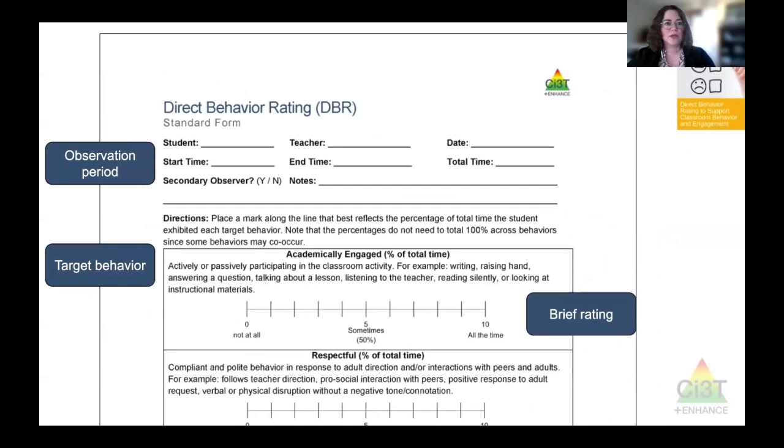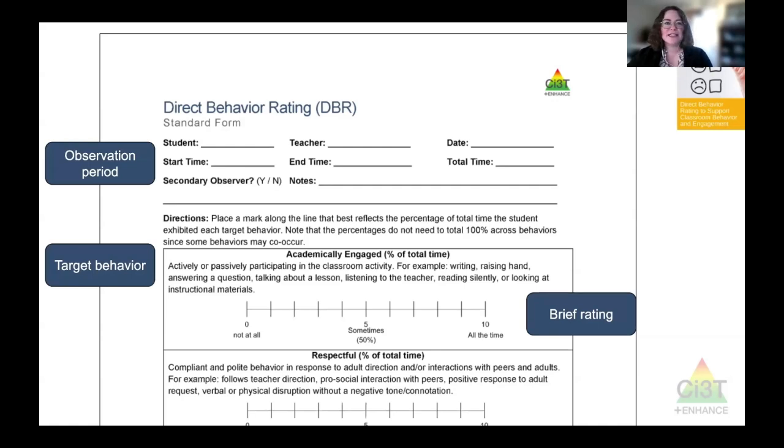Then you have your target behavior or behaviors. Here you see two common ones, academically engaged and respectful. And then you see the scale where you're going to complete your brief rating. When you're doing a DBR, you're asking yourself what percentage of the time the student was exhibiting that target behavior. And that's right where you make your brief rating, with a check mark or an X or a star or a circle on the right number, wherever you'd like.